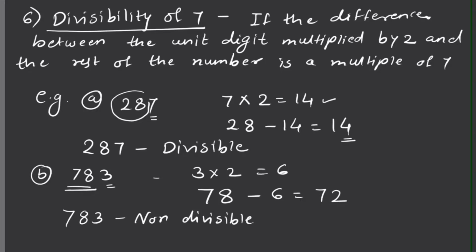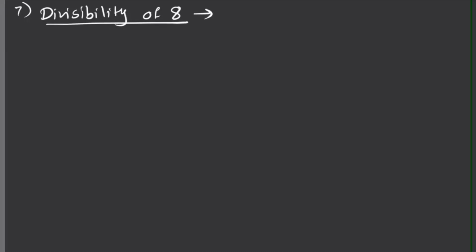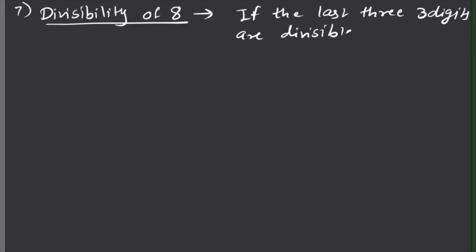Let's see the next rule, divisibility of 8. A number is divisible by 8 if the last 3 digits are divisible by 8. So, I write here, if the last 3 digits are divisible by 8, then only that whole number is divisible by 8. Let's have an example.